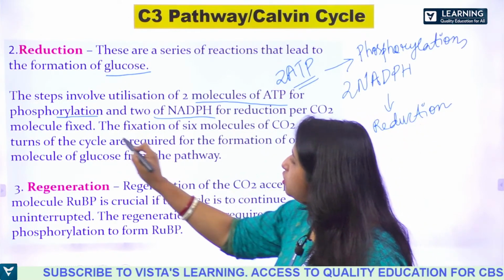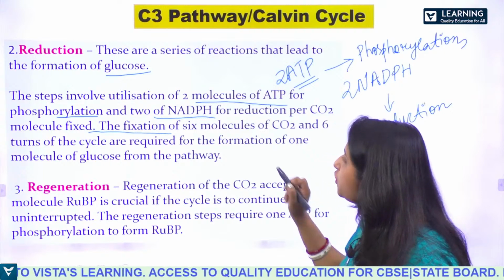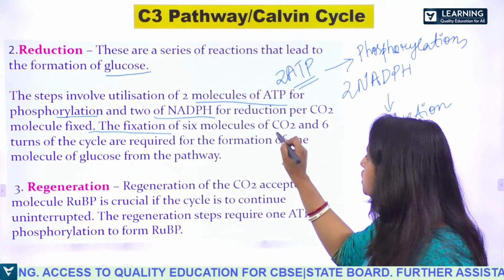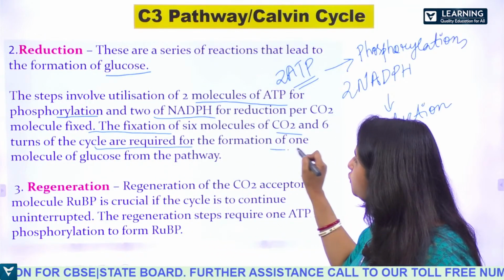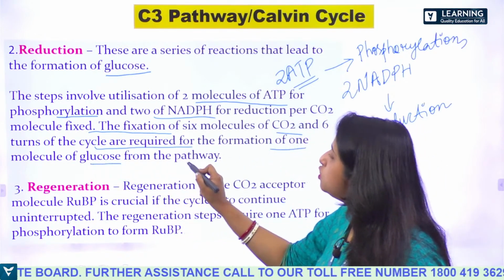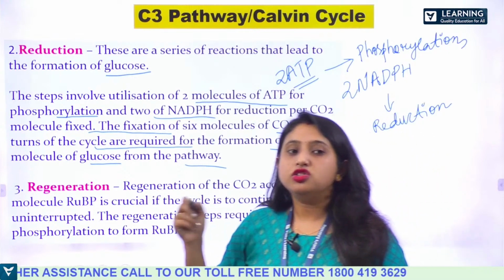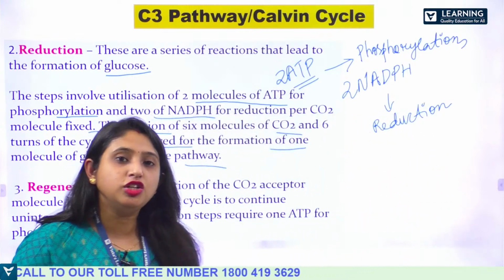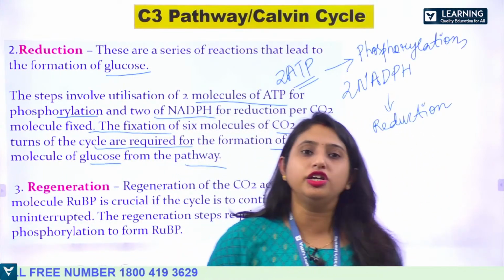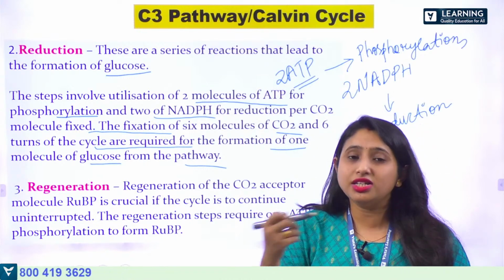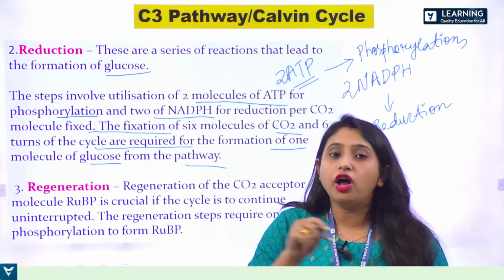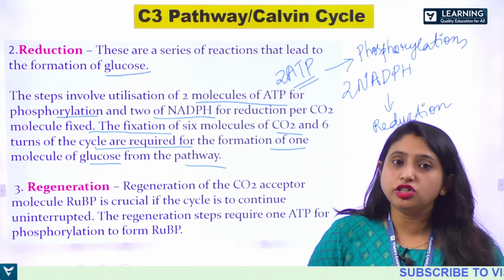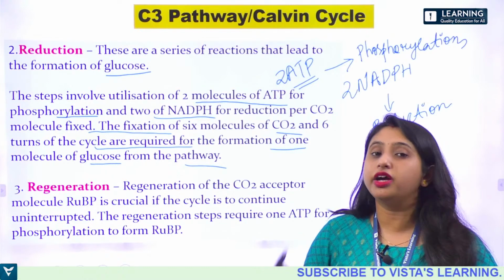As part of this, CO2 molecules are being fixed. The fixation of 6 molecules of CO2 and 6 turns of the cycle are required for the formation of 1 molecule of glucose from the pathway. The CO2 is used in the cycle only for the preparation of glucose, which is required by the plant.